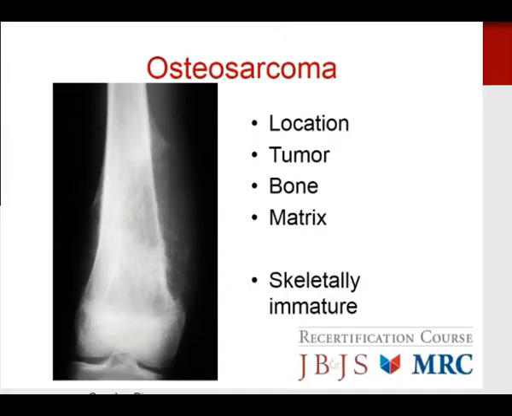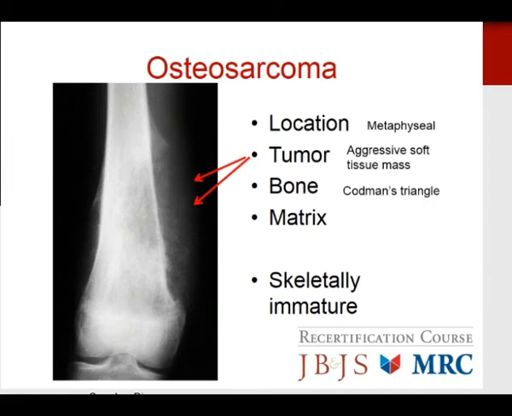When we ask our four big questions, again, for an osteosarcoma: what's the location, what's the bone-tumor interaction, what's the matrix? This is a metaphyseal lesion. What's the tumor doing? It's forming a very aggressive soft tissue mass. You can barely see it on the plain radiographic images. The bone is forming a Codman's triangle.